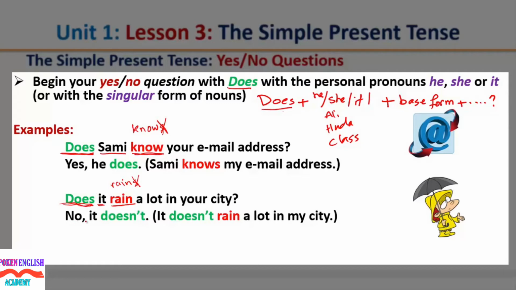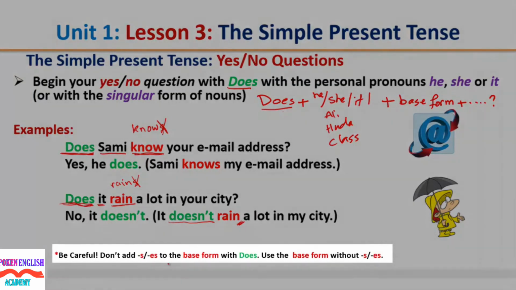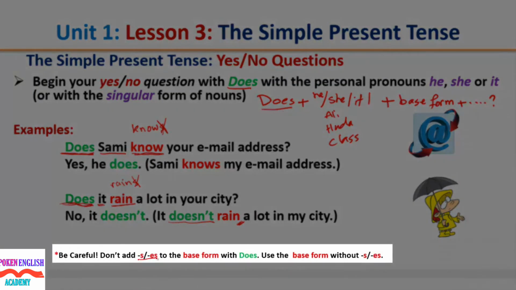So the answer could be no, it doesn't. It doesn't rain a lot in my city. Notice here that also we don't have s here. Why? Because we have doesn't. So whenever you use does or doesn't, delete the s. Use only the base form of the verb. Again, be careful. Don't add the s or es to the base form with does. So whenever you use the verb does, you have to delete the s or the es.